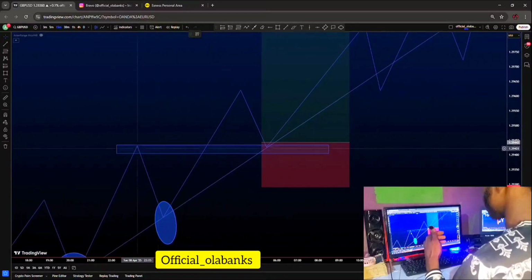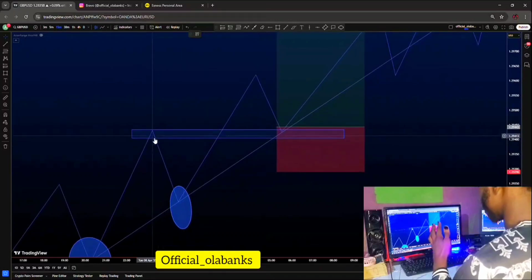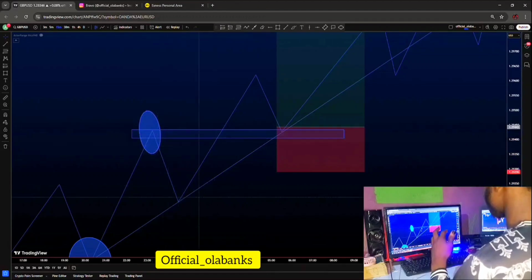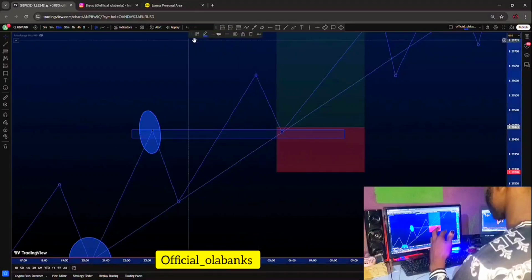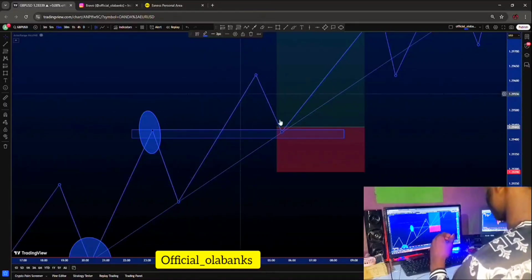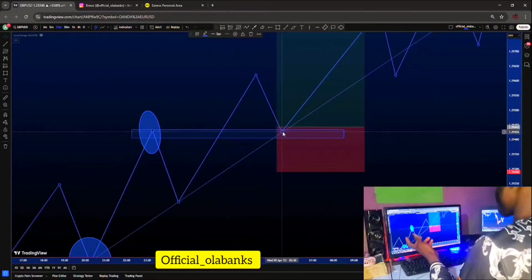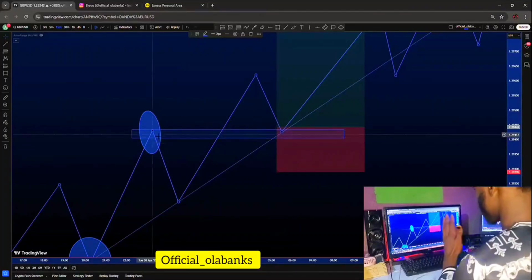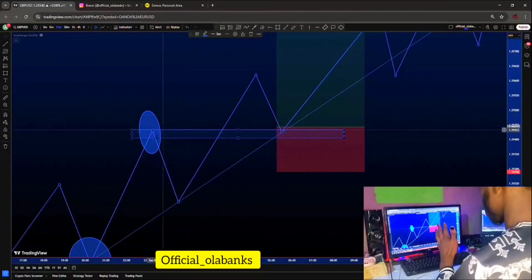Which means this particular place here was a resistance before. Now the market broke above that resistance. Let me make this thick. So the market broke above this resistance, and it is now not testing it from the top, which is before, this place was a resistance.